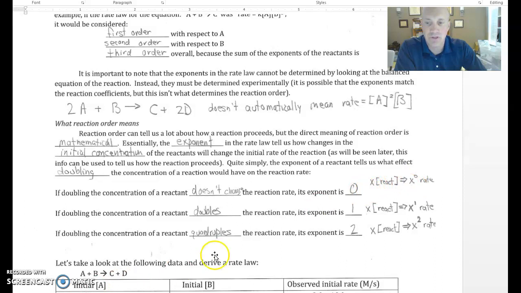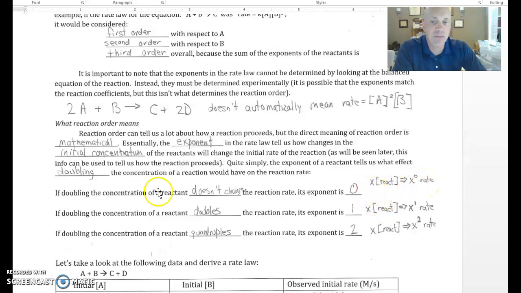For example, if we doubled the amount of a reactant, x is going to be 2. So what is 2 raised to the 0? Anything raised to the 0 is 1. That would mean it would have no effect on the rate, because the initial rate times 1 is still itself.